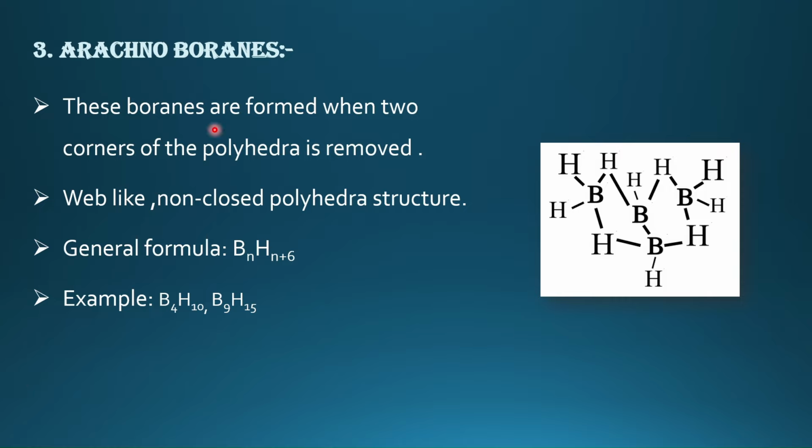Third, arachnoboranes. These boranes are formed when two corners of the polyhedra are removed. It is a web-like, non-closed polyhedra structure. This is the structure of arachnoboranes. General formula of arachnoboranes is BnHn+6. Example B4H10, B9H15. This is all about arachnoboranes.